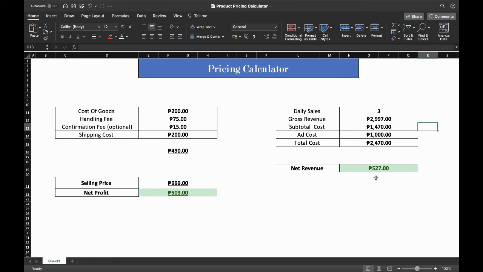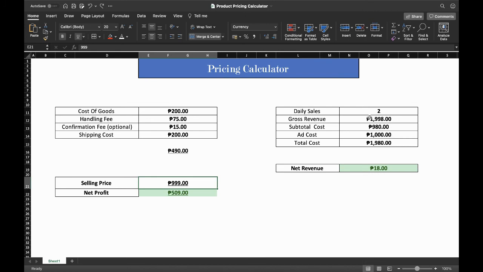And obviously that will vary. If you got 3 sales, then you've earned 527 pesos. If you got 2 sales, you've pretty much broken even, which is the reason why it's important to price it at over 500. It only requires 2 sales for you to break even, and at that point you start to become profitable.